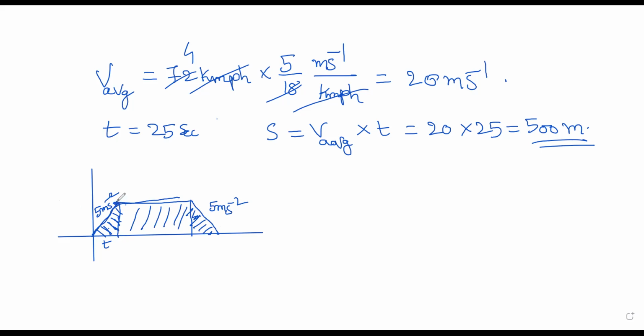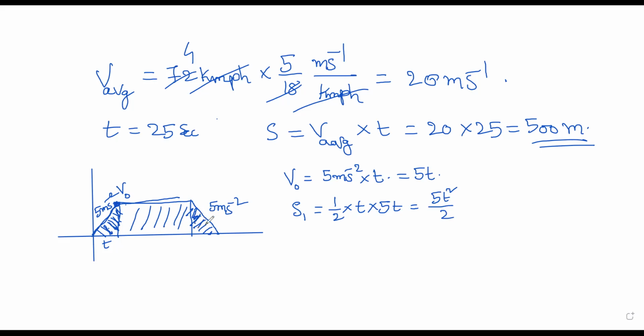So what is the area here? Let us say it has reached the velocity v naught. You can find v naught as acceleration into time, that is 5 meters second power minus 2 multiplied by the time it took, t. So v naught is 5t. The displacement covered in this first region, let us put up as S1. S1 is half into base, the time, into height. That's the area of the triangle, which is 5t square by 2.